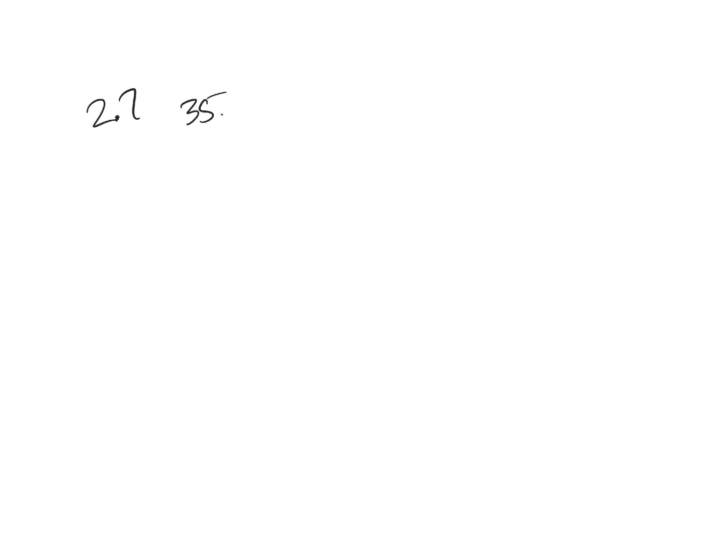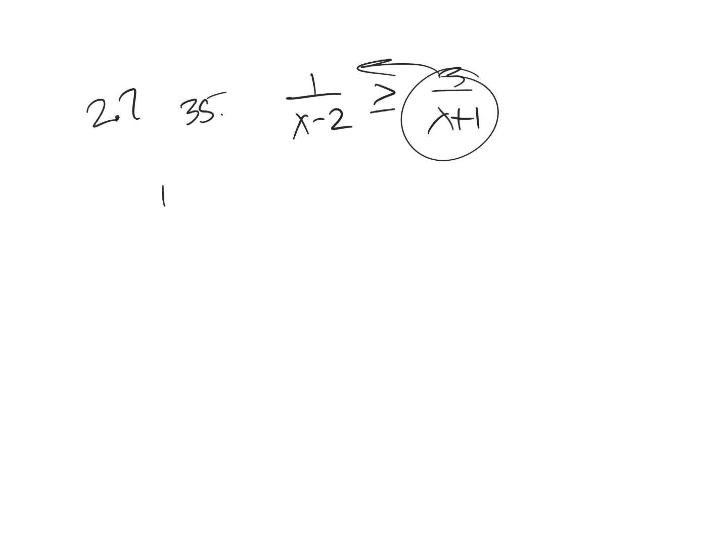All right, so number 35 here: 1 over x minus 2 is greater than or equal to 3 over x plus 1, all right? So you have to get 0 on one side, so we need to subtract that term to the left. So 1 over x minus 2 minus 3 over x plus 1 is greater than or equal to 0. So are we okay with that step? It has to be set to 0 so we know whether or not we're looking for a positive or negative value. So greater than or equal to 0 is positive. That's the first thing you have to understand.